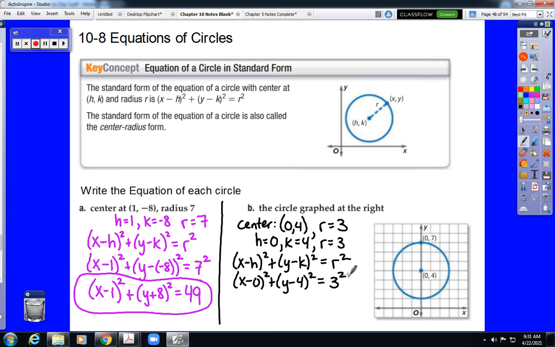Again, there are a couple of things that we can do to clean that up. First of all, we do not need to write x minus 0. We can just leave that as x squared. The (y minus 4) is already as clean as it's going to get, so we leave it alone. And 3 squared is 9. So in standard form, the equation of the circle in that graph is x squared plus (y minus 4) quantity squared equals 9. Pause the video and try the two examples on the next slide, then resume the video and see how you did.